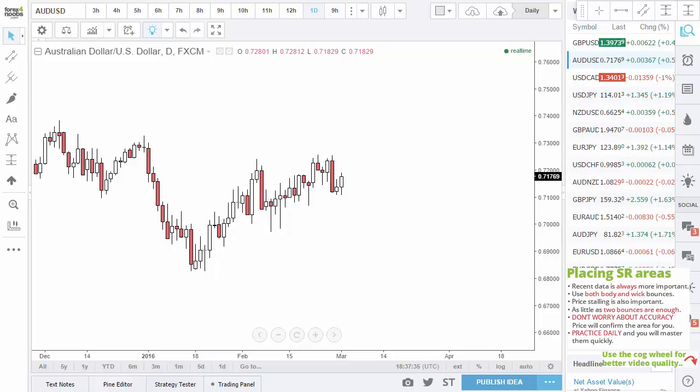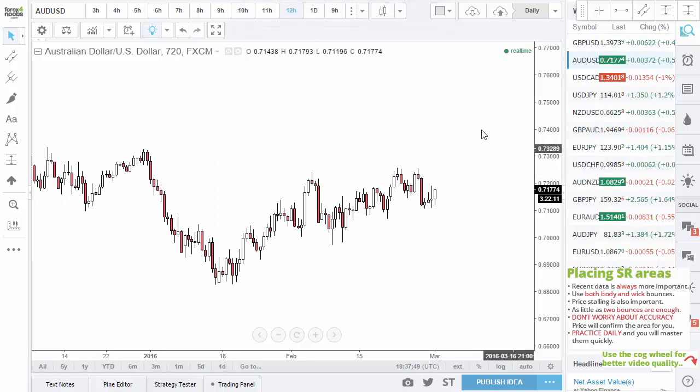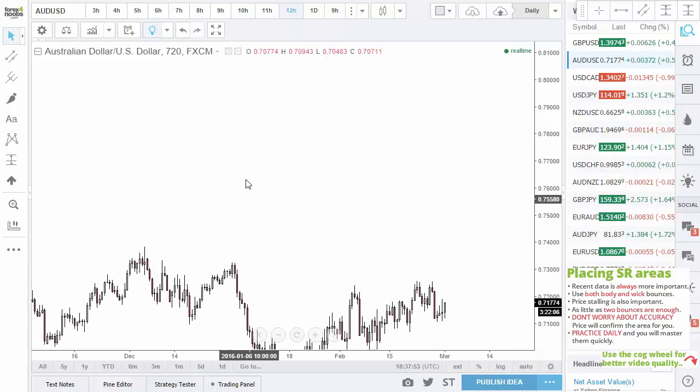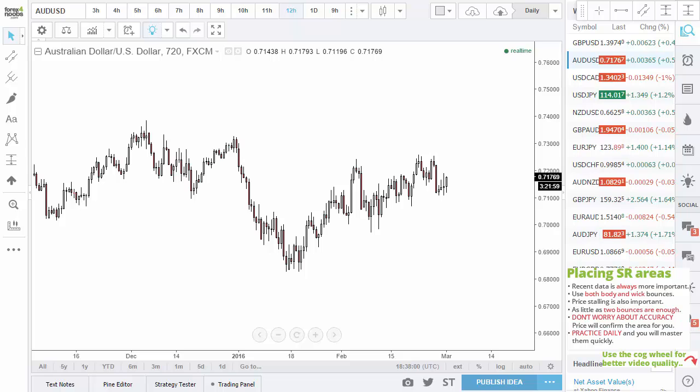And I'm going to start placing my support resistance areas a little faster and stop talking through them as much. When I start placing them faster, we'll be able to get through like 5 or 6 pairs today easily. We'll do AUD USD and then some more complicated pairs. We'll start with the 12 hour, but I flick around between 12 hour and daily. We'll do New Zealand USD, GBP JPY, all of them.